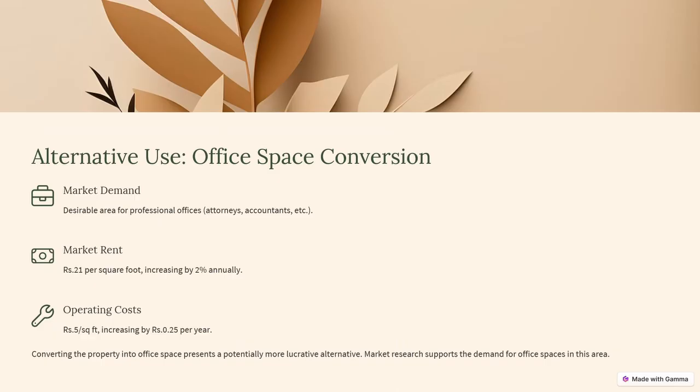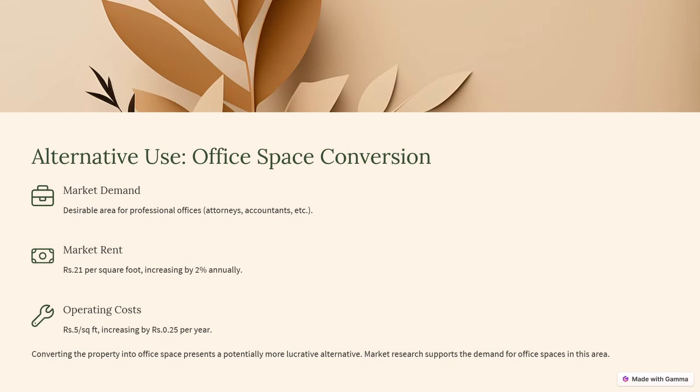So, an alternative use: we can convert this property into office space. Market demand is there for professional offices, attorneys, accountants, etc. Market rent for such properties, instead of 12 rupees, is 21 rupees per square feet, and it is increasing by 2% annually. Operating costs are 5 rupees per square feet, and these are increasing by 0.25 rupees per year. So converting the property into office space presents a potentially more lucrative alternative.